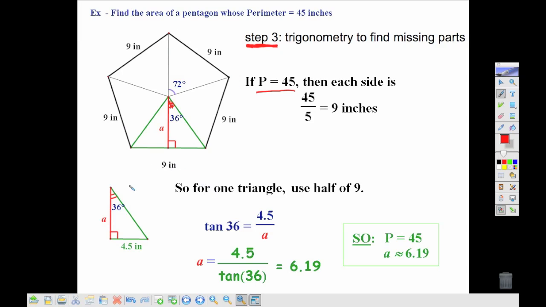To find the apothem, then I need to know about this right triangle. That's always going to be half. That side there will be half of that 9, giving me 4.5. Now I can solve for that using the tangent. Plugging in, that gives me 6.19. I know that my perimeter was 45 because it was given. I've just found my apothem using my formula with tangent here at 6.19.